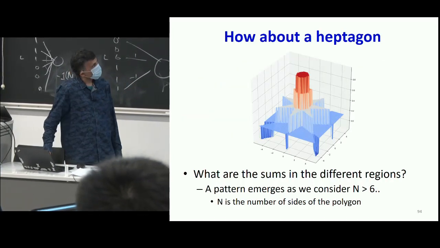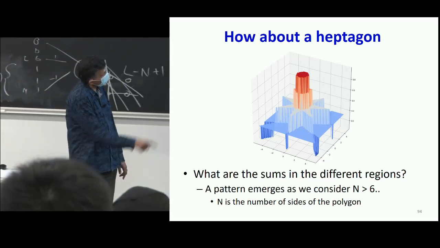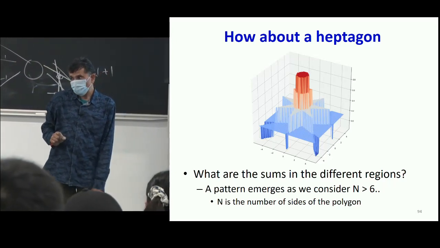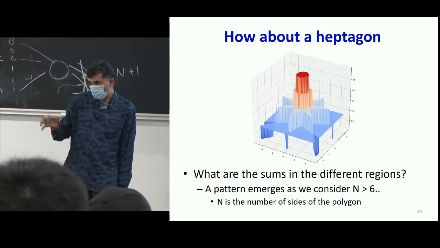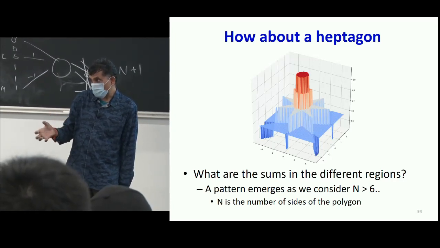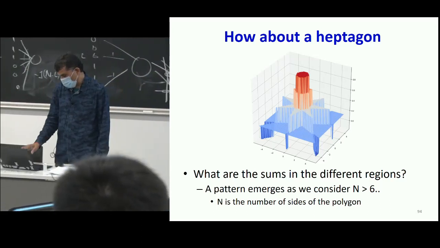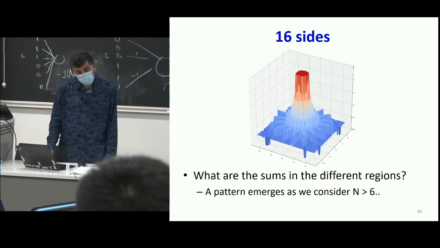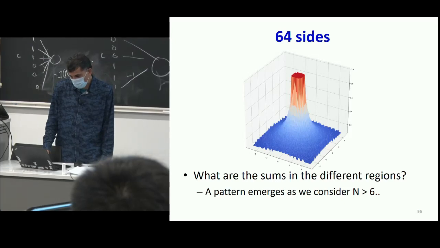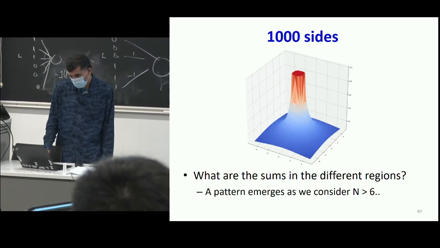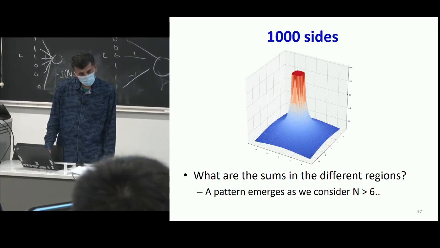This is what happens with 7, a heptagon. And you can see that the region where the sum is 6 has become smaller. The region where the sum is 5 is now a 7-pointed triangle. And at the bottom, it's either 3 or 4. This is with 16 sides. This is with 64 sides. This is with 1,000 sides, right?